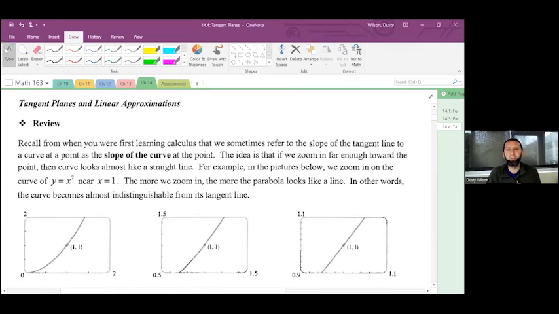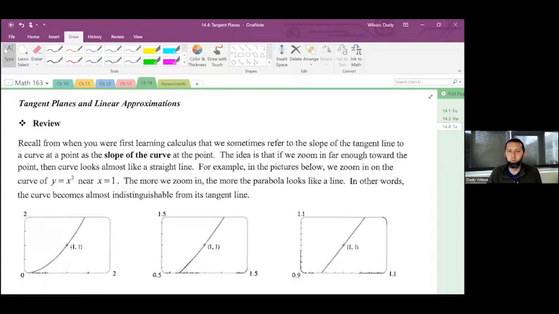Today, we're going to talk about tangent planes and linear approximations. This is a direct extension of what we learned back in the first term of calculus, where we talked about tangent lines and linear approximation using those tangent lines. So let's dive into it. Let's see how all this applies when we have more than two dimensions in play. Tangent planes and linear approximations.